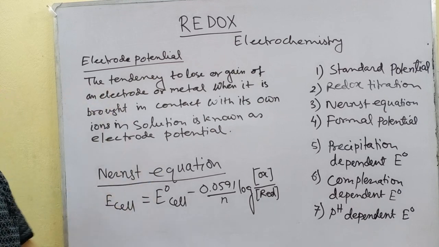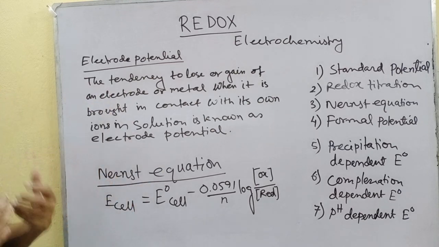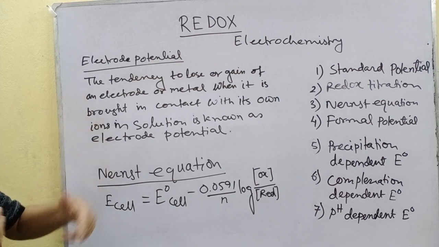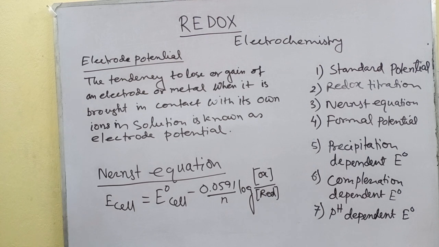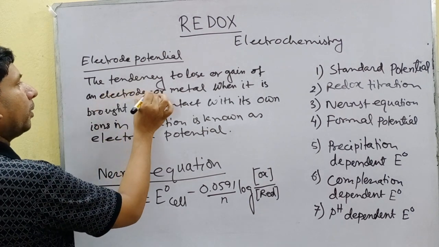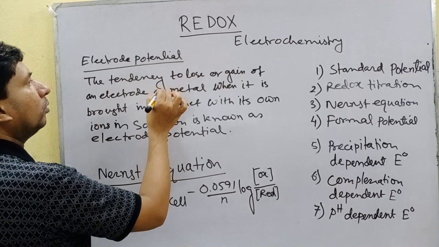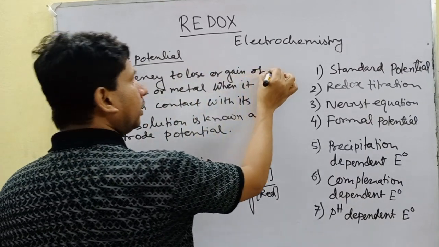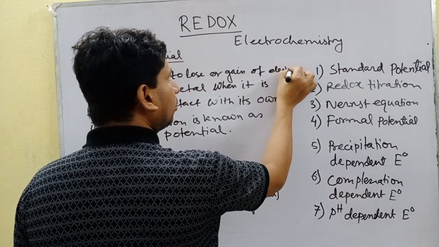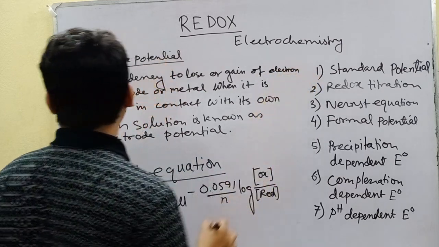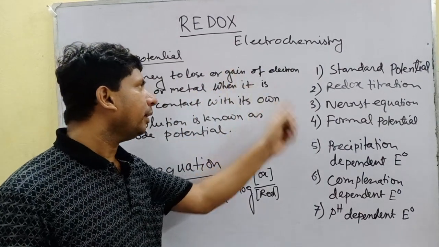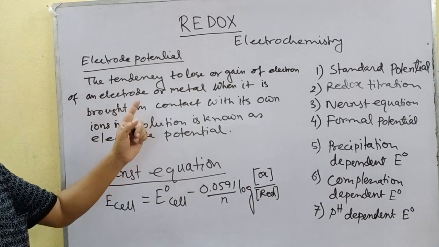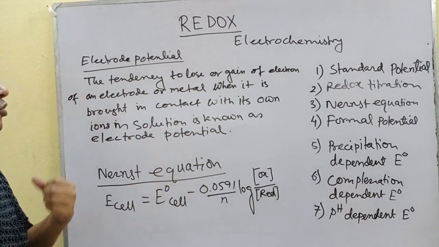Electrode potential is the tendency to lose or gain electrons of an electrode or metal when it is brought in contact with its own ions in solution. That is known as electrode potential.